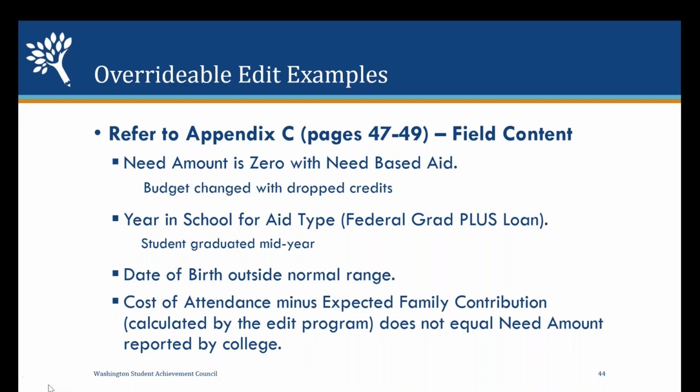Here are some overrideable edits. Again, Appendix C, pages 47 to 49. Basically, for field content, the need amount is 0 with need-based aid. Your budget changed with dropped credits. You can override that. You're in school for aid types, federal Grad PLUS loan. This one always makes us all crazy. The student graduated mid-year and suddenly goes from an undergrad loan to a federal Grad PLUS, and we're wondering why this happened. So we always have to go look at that, but it is something that you can override.